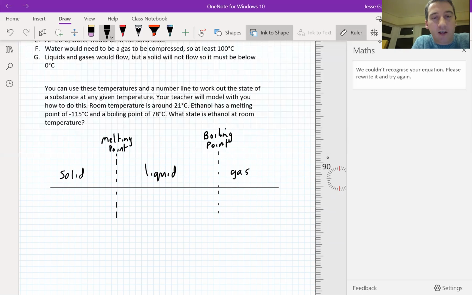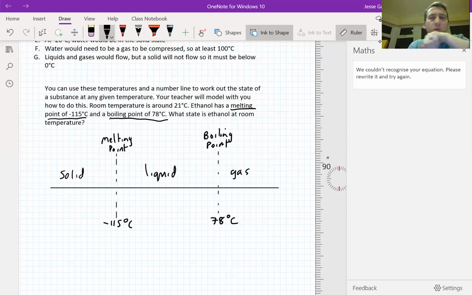Well, it says here, ethanol has a melting point of minus 115 degrees. So I'm going to put that on my number line. This is my melting point. I'm going to put minus 115 degrees C here. Okay. And it has a boiling point of 78 degrees. So boiling point, 78 degrees C.